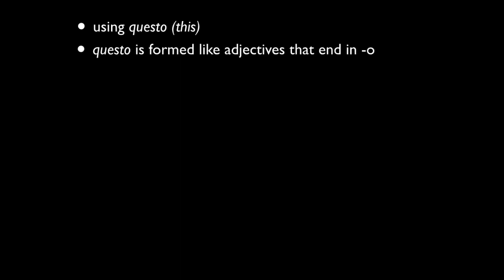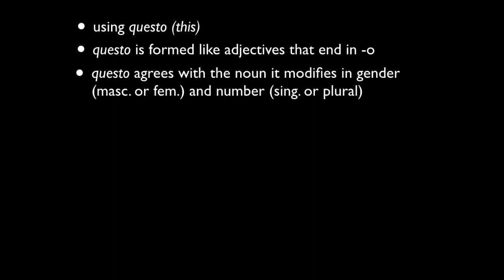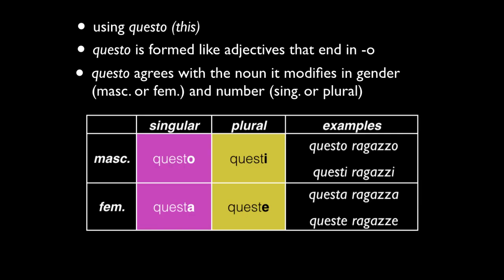So, how do you use questo? Questo is formed like adjectives that end in O, so actually not too difficult if you're familiar with that. It's going to agree with the noun it modifies in gender and number. Here's a nice table that'll sort of outline this. So you have the masculine singular questo, like questo ragazzo, this boy, which would become plural by becoming questi ragazzi, these boys. There's also questa, which is the feminine singular, questa ragazza, and the feminine plural would be queste ragazze.